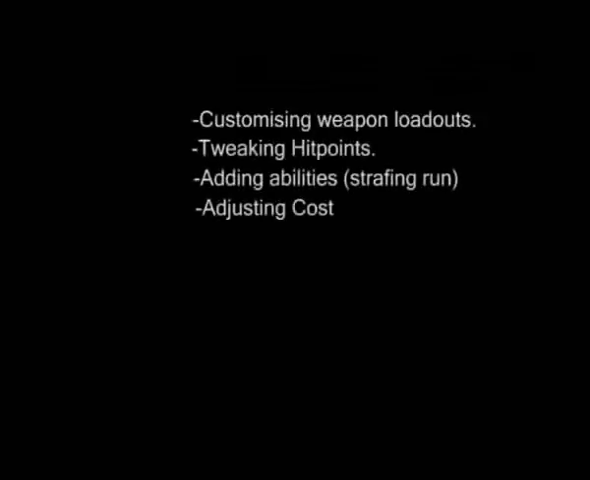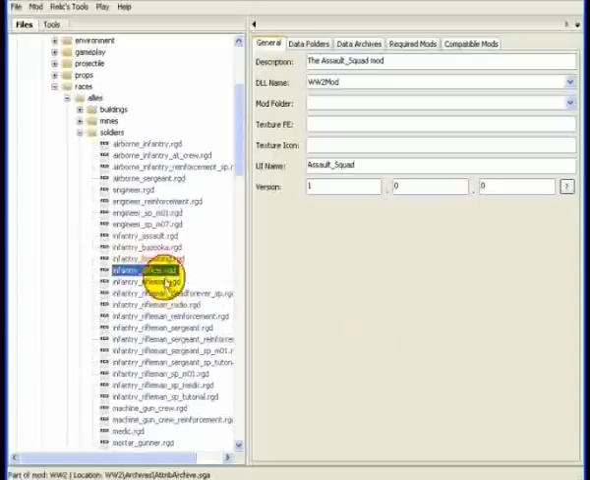There are 4 things that we'll do to customize the soldiers that we just created: customizing their weapon loadout, tweaking their hit points, adding the strafing ability to the radio man, and adjusting their costs. First, we'll take a look at modding the officer.